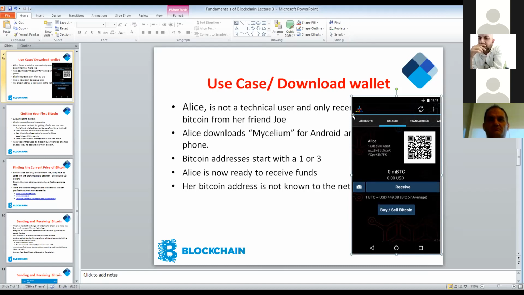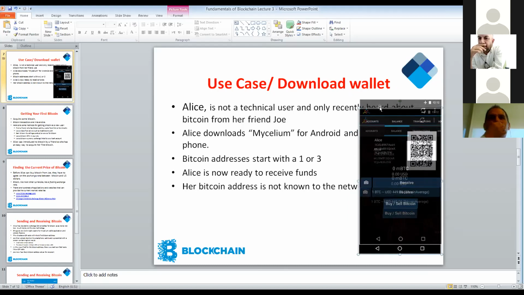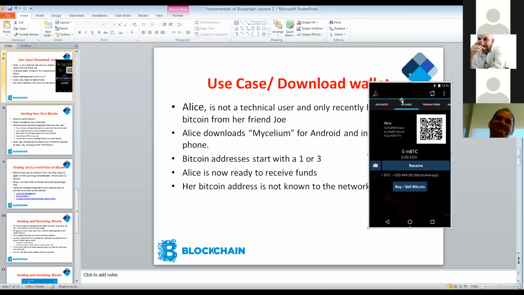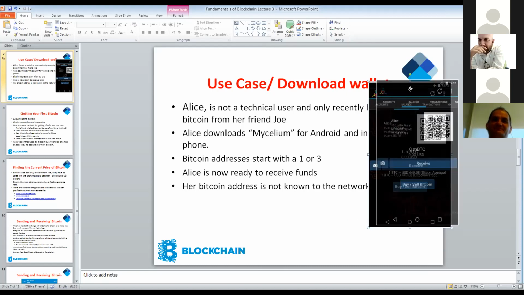Now, Alice is ready to receive funds. So she already downloaded this wallet. This is not rocket science, to download any application in this world now. We all know how to download this. We just go to the application store and we can easily download it.